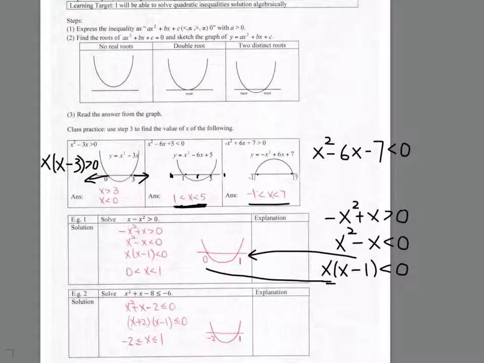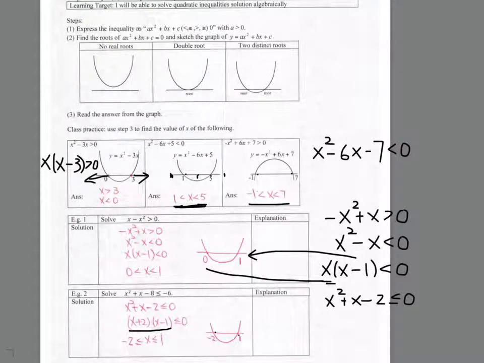Example number 2. This time, I'm just going to add 6 to both sides. So x squared plus 8x minus 2 less than or equal to 0. Using your factor fish method, I have x plus 2 times x minus 1 less than or equal to 0. Mark down your x-intercepts. They are going to be positive 1 and negative 2. Since it's less than or equal to, x is going to be in between 1 and negative 2.